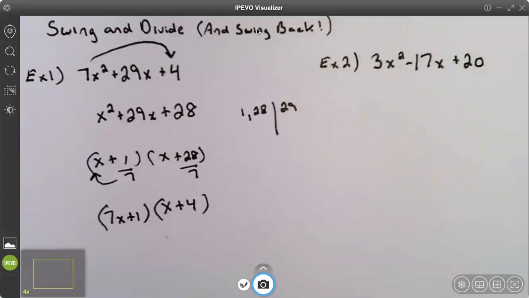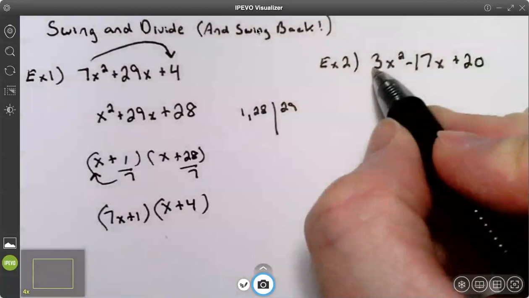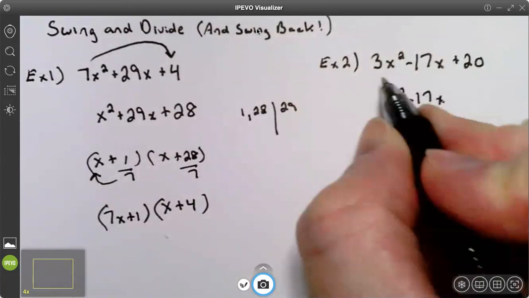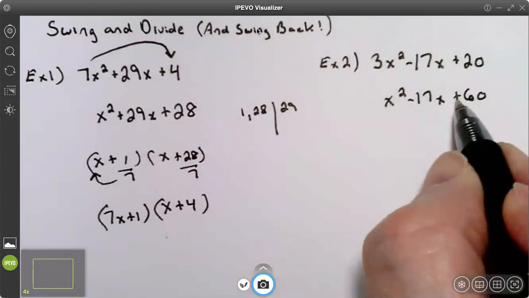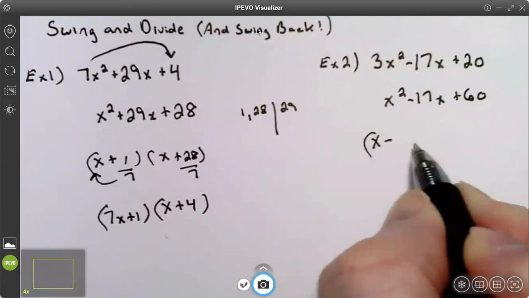On example 2, again, I have a leading coefficient that is not 1 on my trinomial, so I'm going to swing this 3 over here and multiply it by 20. 3 times 20 is 60. I factor the trinomial as normal. This tells me my signs are going to be the same. This tells me they're both negative, so I write x minus and x minus.